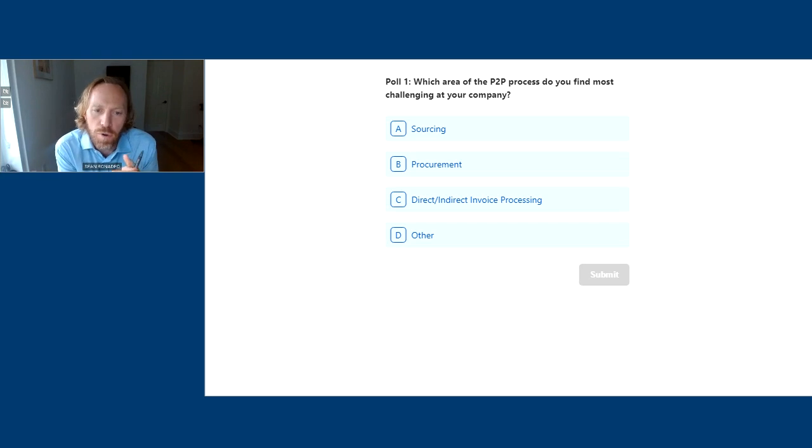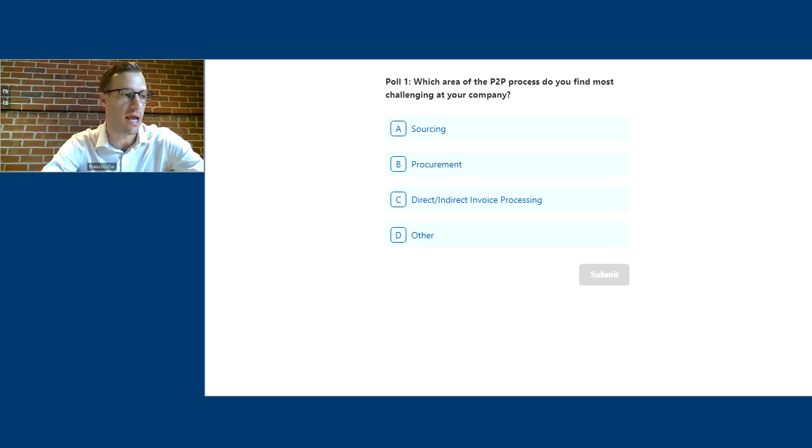Which area of the P2P process do you find most challenging at your company? A, sourcing, B, procurement, C, direct, indirect, invoice processing, or D, other? So, Brennan, what do we think people are going to have as an answer to this one? All of the above, if it were an option. I think particularly in the invoice processing, as I said, it is super manual intensive, lots of paper involved, lots of opportunity for improvement, but also lots of challenges.